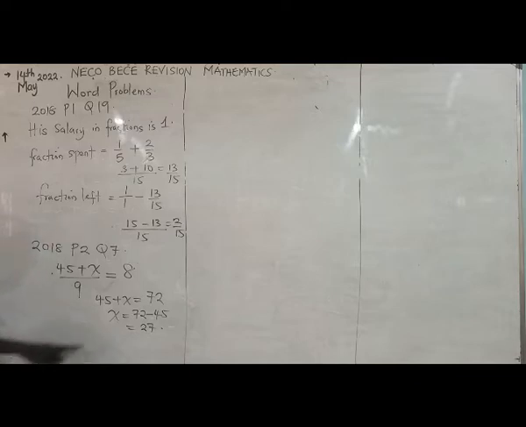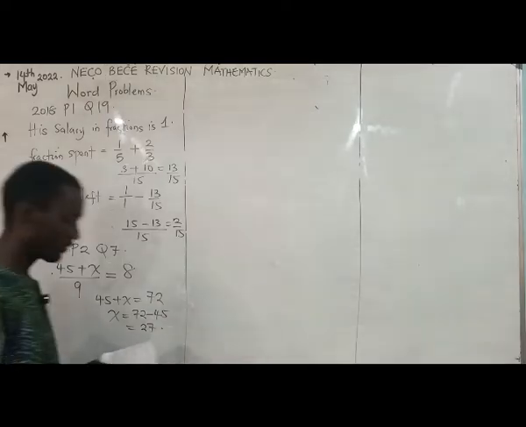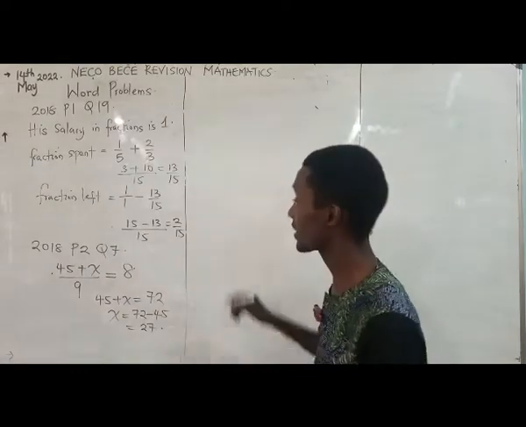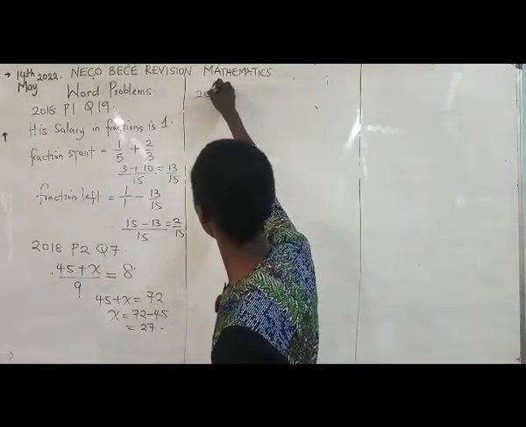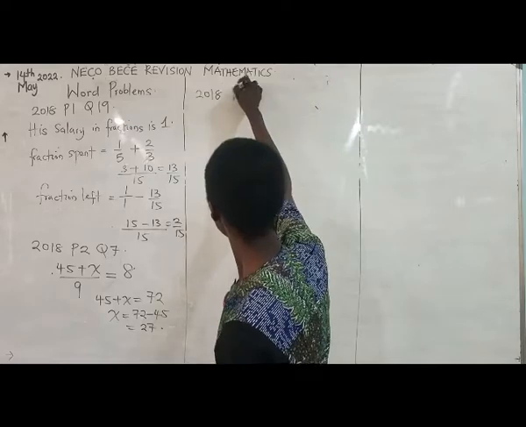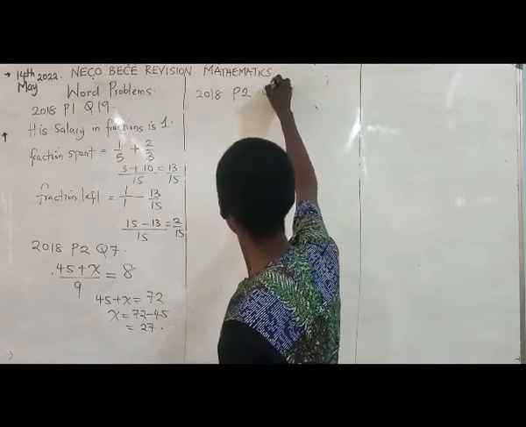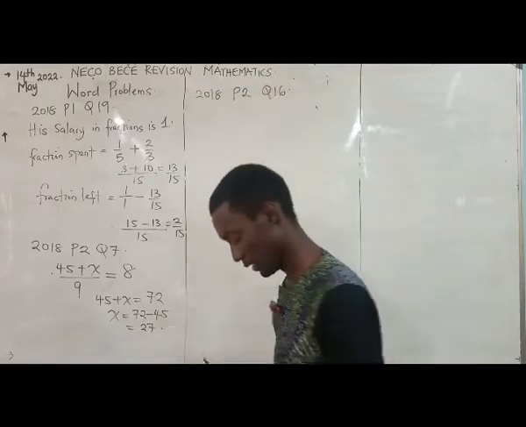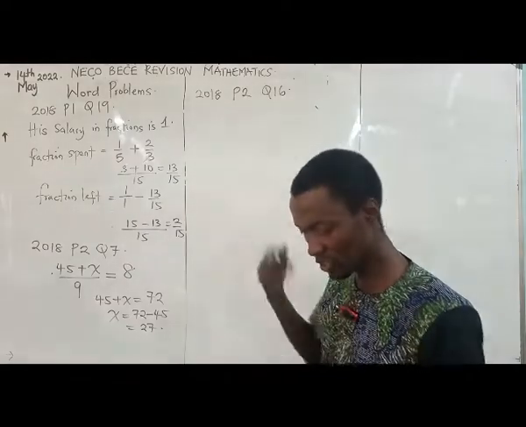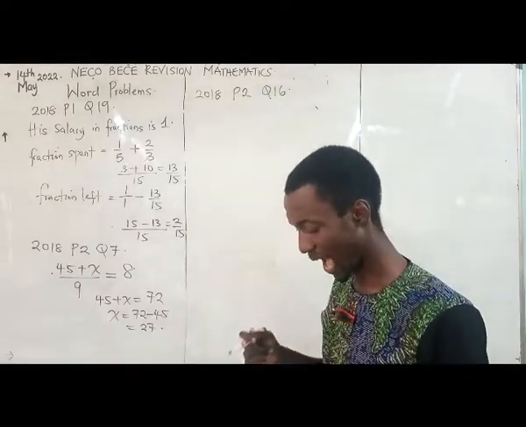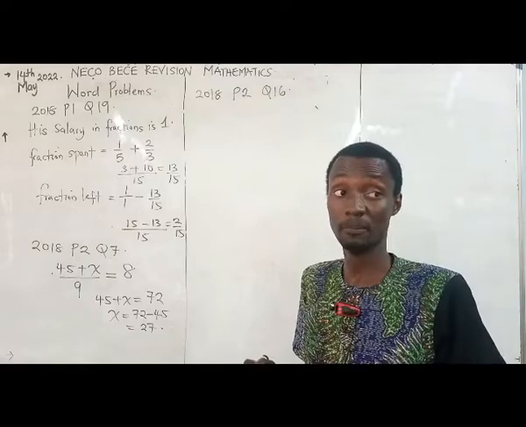Alright, so the number we're looking for is what? 27. Now let's look at question 16 of that same year, 2018, paper 2, question 16. It says, Minyi thinks of a number and subtracts 2 from it.